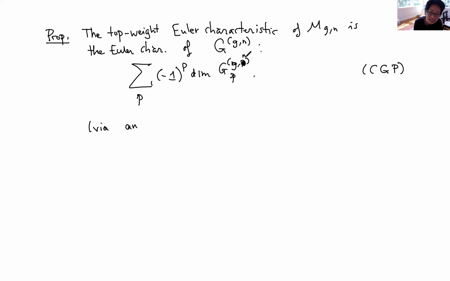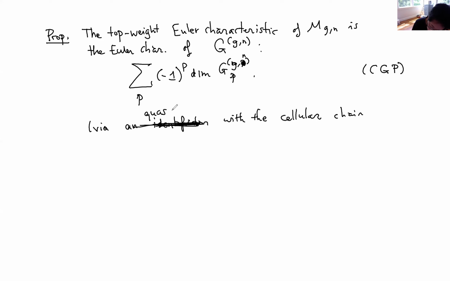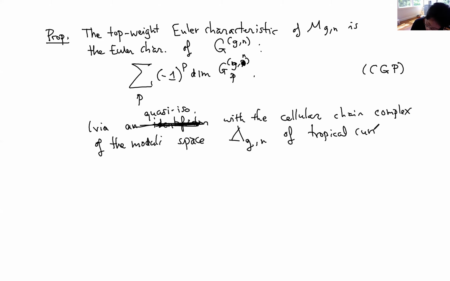Yeah, so this graph complex can be identified with the cellular... Okay, so actually I should say it's not quite an identification, it's a quasi-isomorphism, meaning a map of chain complexes inducing isomorphisms on homology groups, so a quasi-isomorphism with the cellular chain complex of the moduli space delta Gn of tropical curves of genus G with n markings, and volume 1, meaning total edge length 1. I say that just to make the connection to last week's lectures.